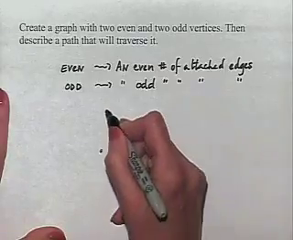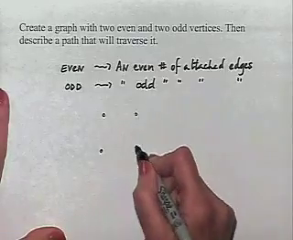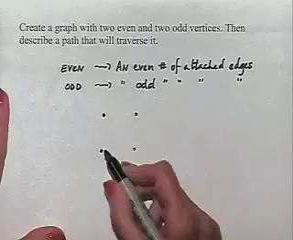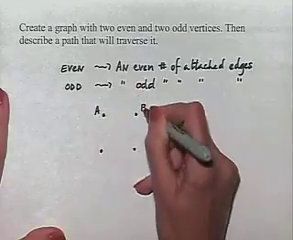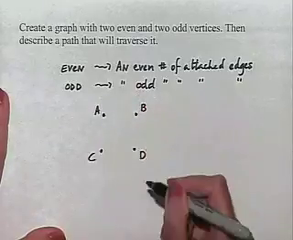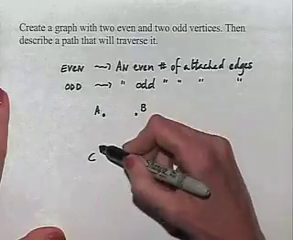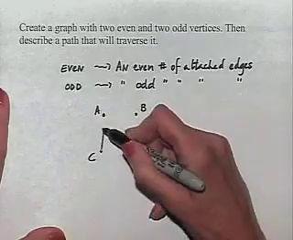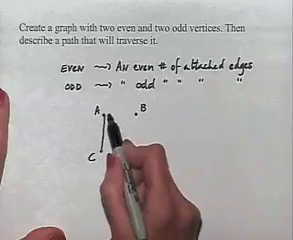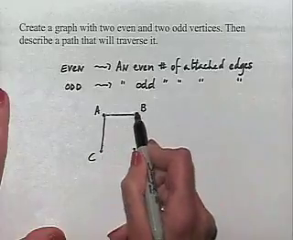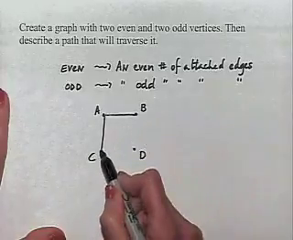Let's just set it up. I'm just going to put them in kind of a square configuration. I'm going to label this A and B and C and D. And what I'm going to do is just start here and start drawing. Now I'm going to draw a line from C to A, and then I'm going to draw a line from A to B. Now before I go any further, let's just stop for a minute.